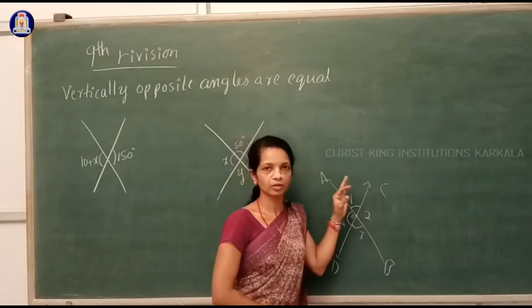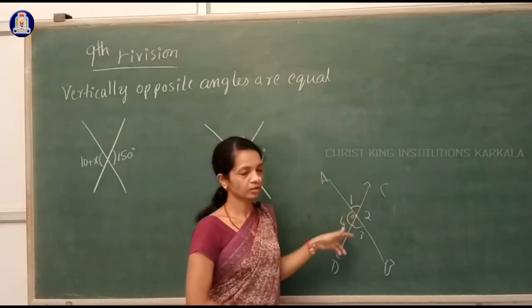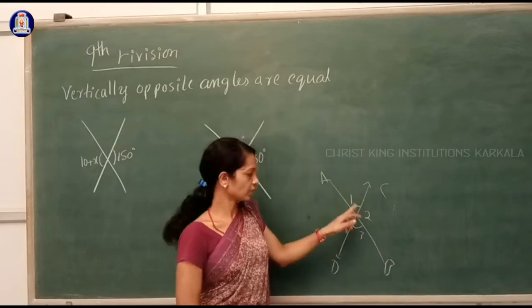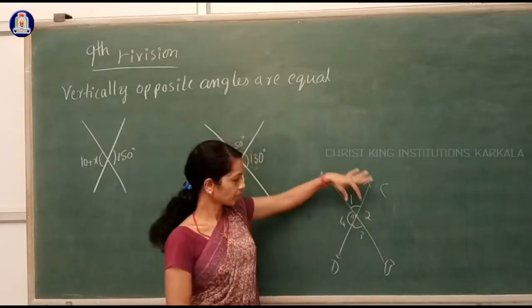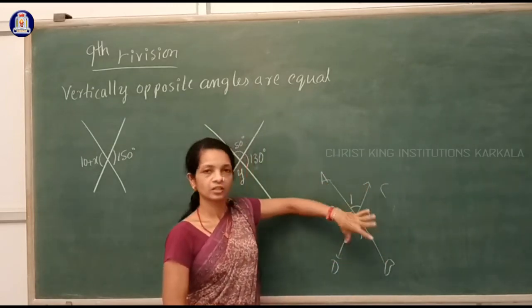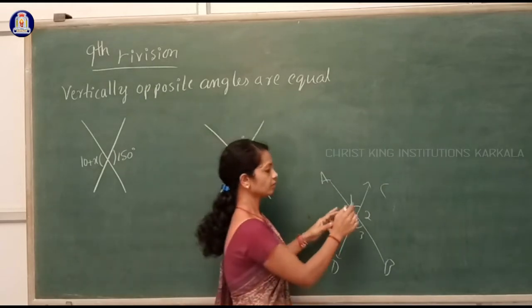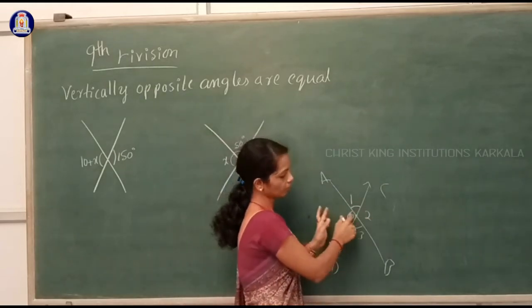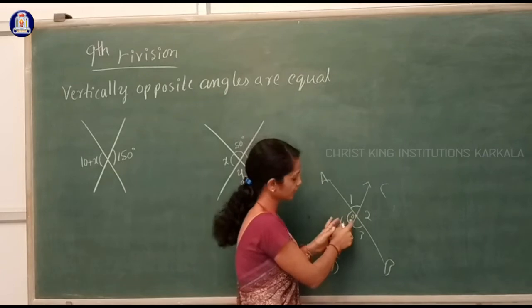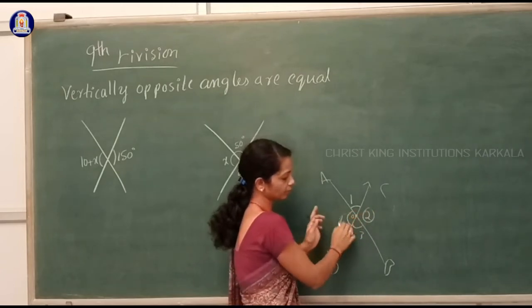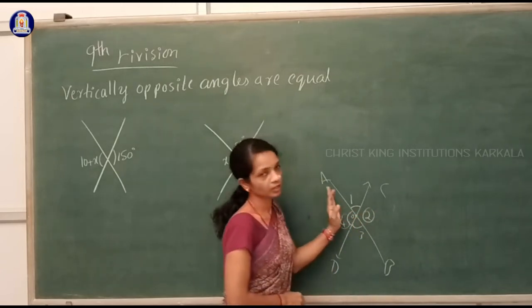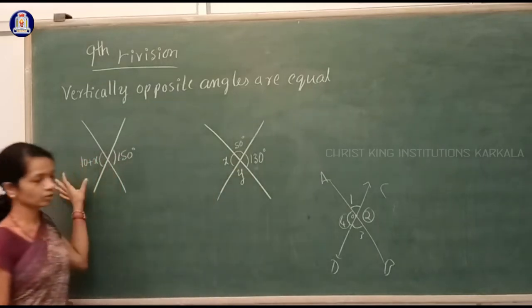You can do that in homework. Draw two lines such that they are intersecting at one point and measure these two angles, they are equal. Like that, for angle 2 the vertically opposite angle is angle 4. Angle 2 and angle 4 are equal. So based on this you may have problems of this type.